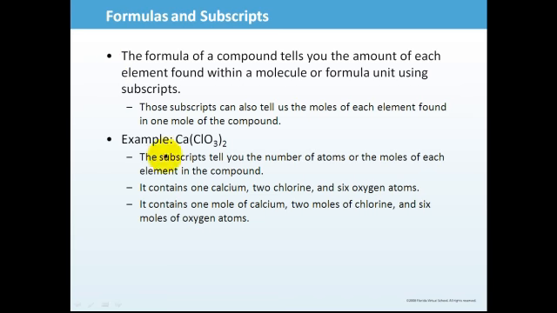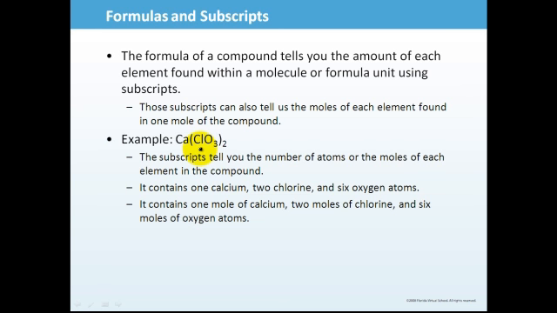So if we look at the example here, we have Ca and then parentheses ClO3 and then the close parentheses 2. The name of that compound, Ca, is calcium. ClO3 is one of the polyatomic ions that you need to have memorized, and that is chlorate. So this compound is called calcium chlorate.